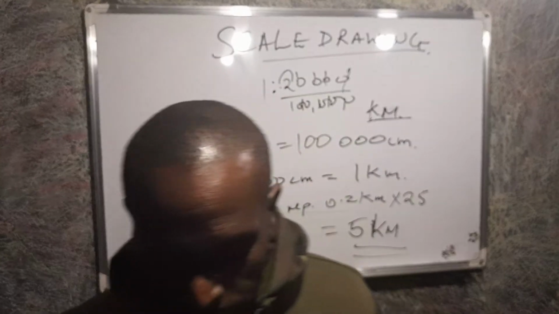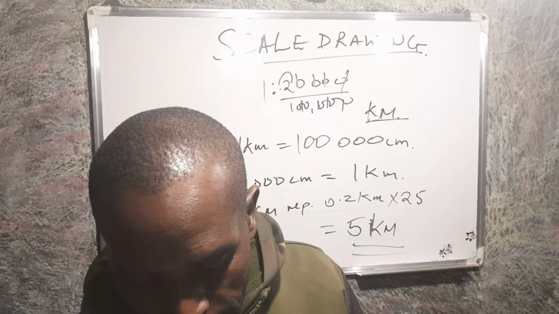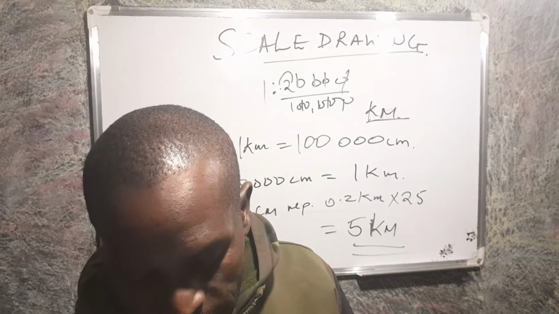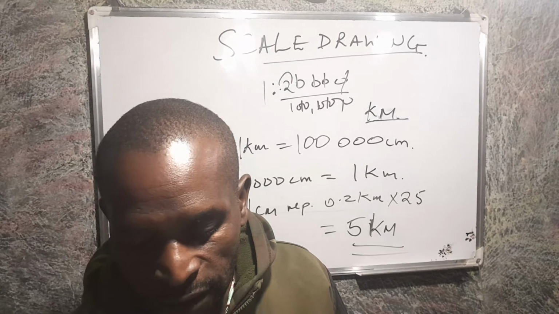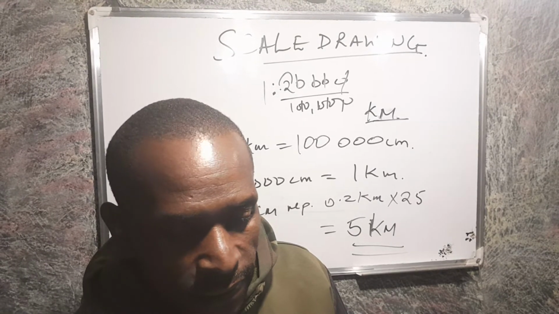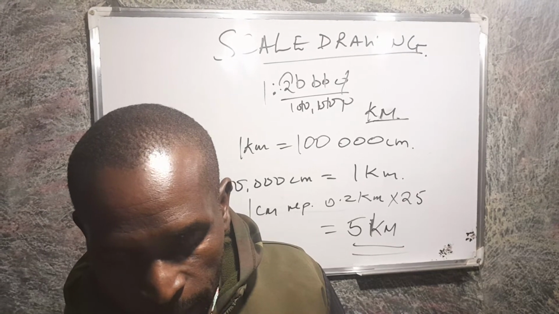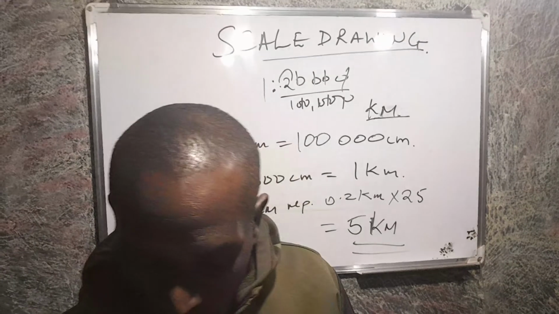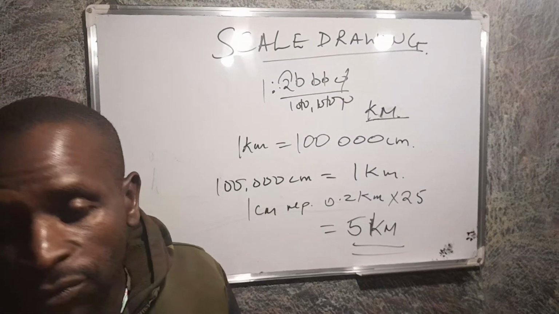Last question on the same. The scale on a map is 1 to 200. What length on the map would represent a distance of 50 meters?